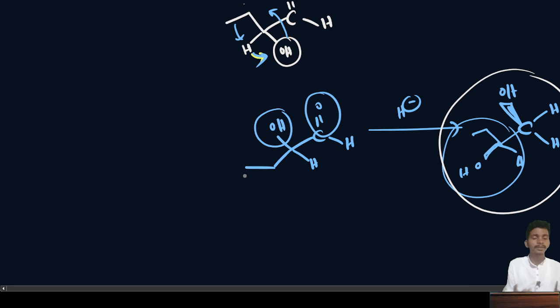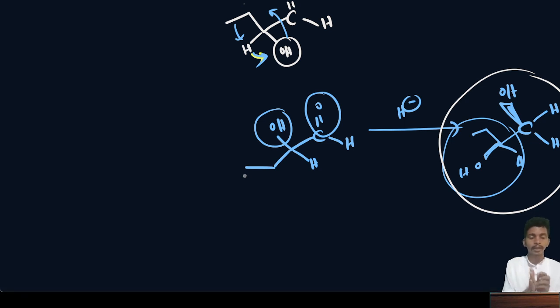So this is what the Cram's chelate model says. Cram's chelate model says that if the alpha carbon, with respect to the carbonyl group, has a Z group, and that Z group is such that the atom or group should have at least one unshared lone pair. Okay, this is the first condition.